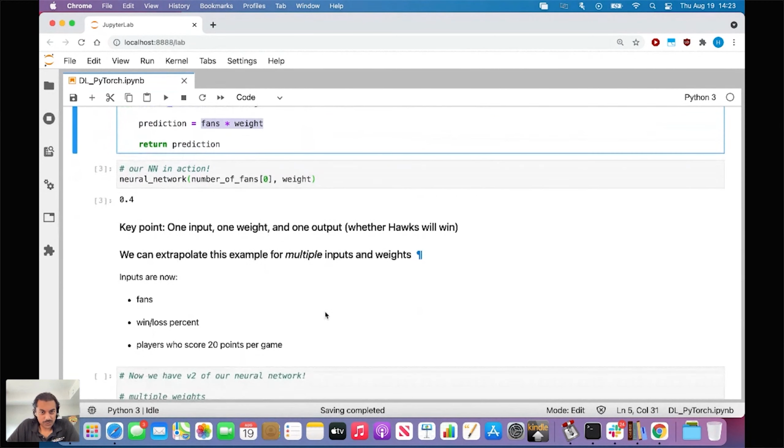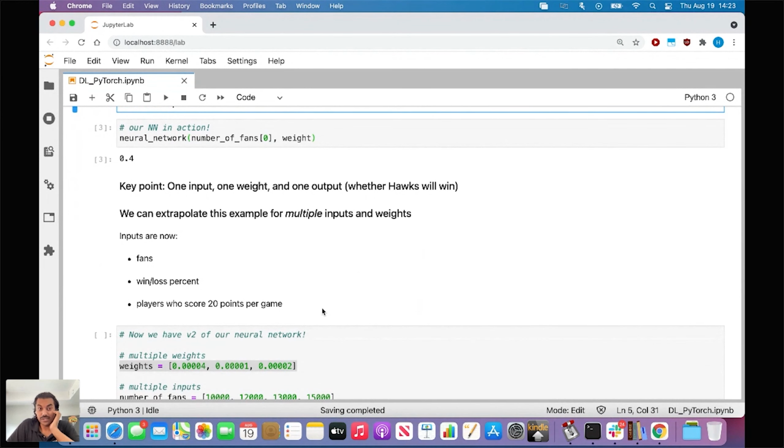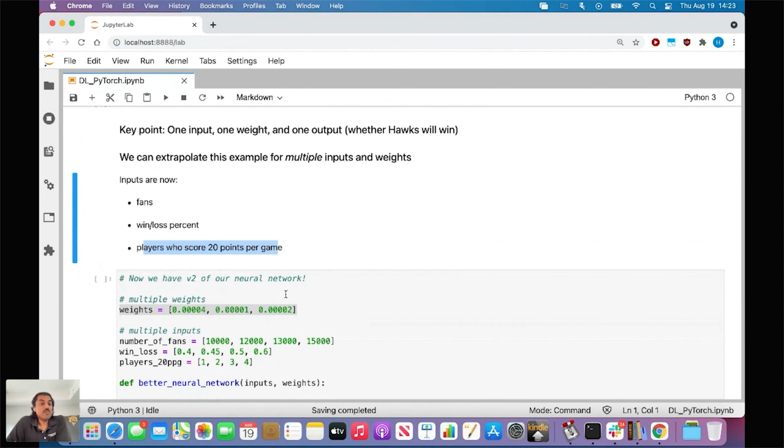Okay, so now let's create a version 2 of our neural network, with a few more inputs. We have fans, as we did before, and then let's have something like win-loss percentage, and players who score 20 points per game or more. Now we have multiple weights, because we would want one weight for each input.